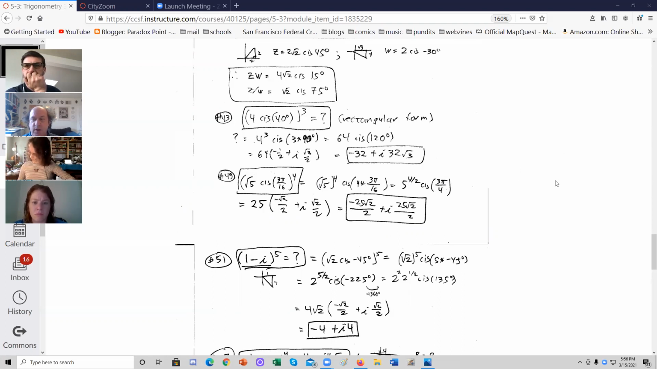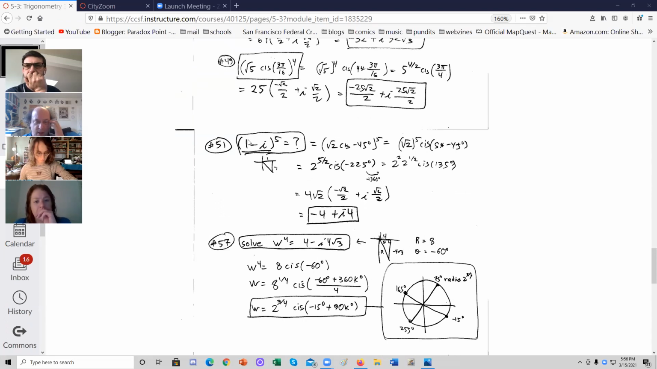That's 45 degrees short of 180. And so its cis is minus root 2 over 2 plus I times root 2 over 2. So 25 times minus root 2 over 2 plus I root 2 over 2. Distribute the 25 and you get minus 25 root 2 over 2 plus I times 25 root 2 over 2.